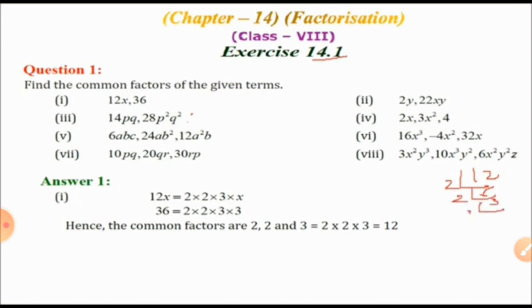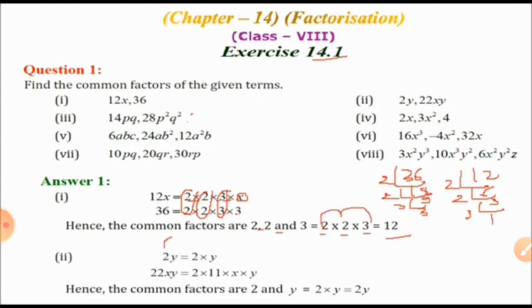For 12 also I want to show you. It becomes like this: 6 and then 3. And x remains. Whenever you can find x, y or any variables, you just have to write them. See, again I am showing how it came. You can go through this method or you can use the ladder method also. Correct. The common ones are 2, 2 and 3. So it's 12. Perfect.